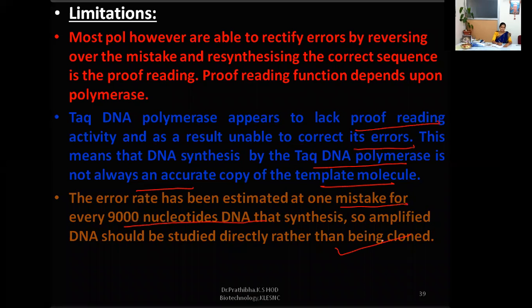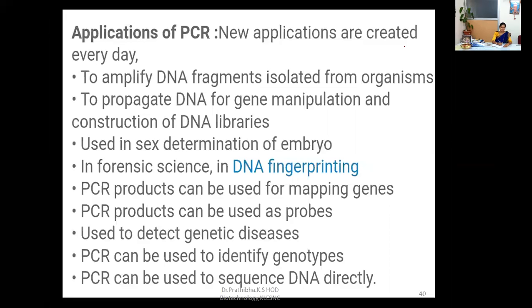So this is about the limitations of the PCR machine. What is the major drawback here? This particular DNA polymerase lacks proofreading. If there is any kind of mistake, it cannot check that mismatched DNA and cannot rectify the errors by reversing over the mistake.